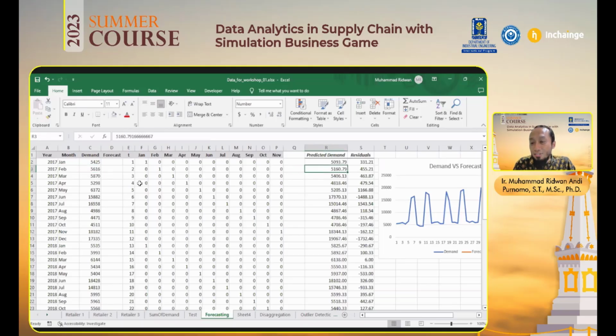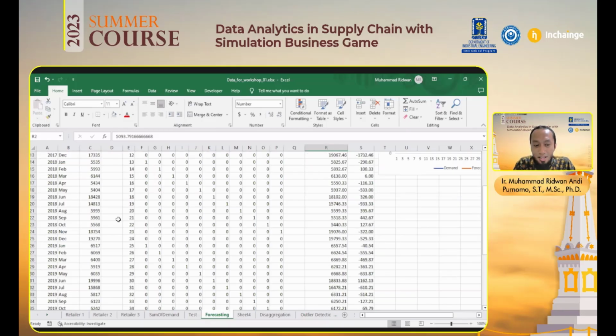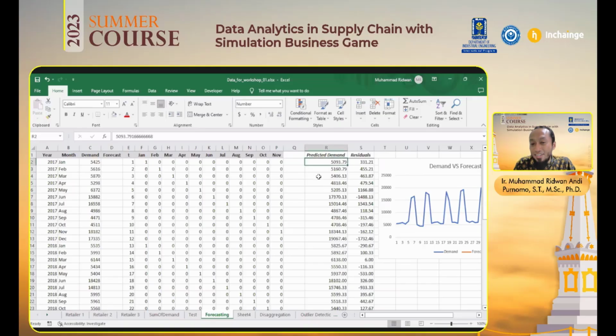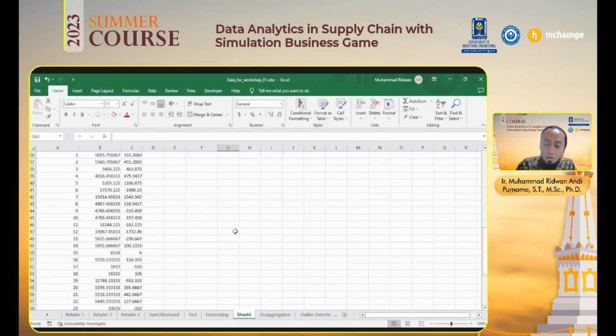The challenge is how to know this formula, because we will use the same formula to forecast, to predict the demand in the future. So we need to understand from where this value comes. Okay, this value comes from this formula. If we go back to my previous slide, I already wrote that the general formula is y equals a plus bx. So here we need to understand which is the A, which is the B. Now we go to sheet 4 as the result of the regression.